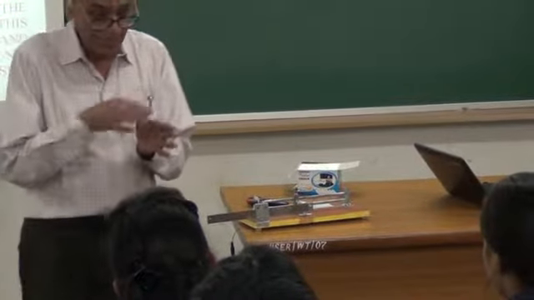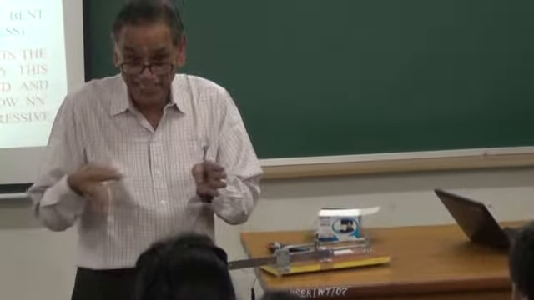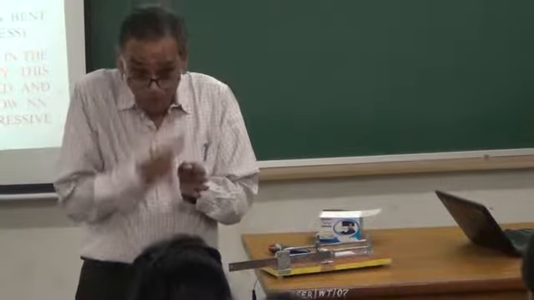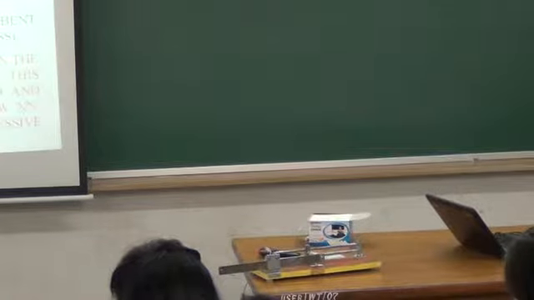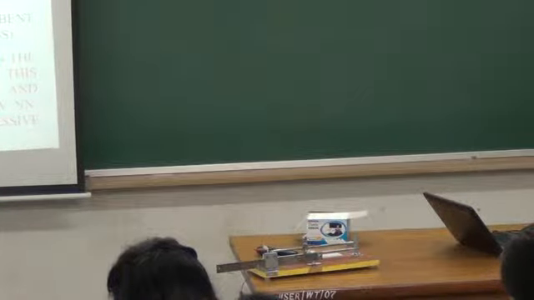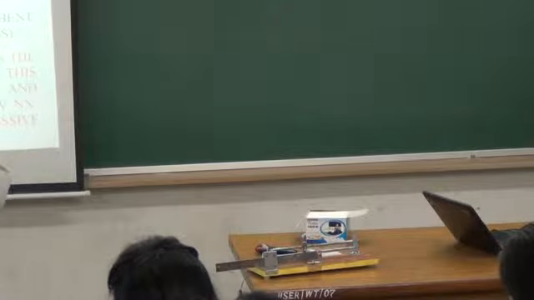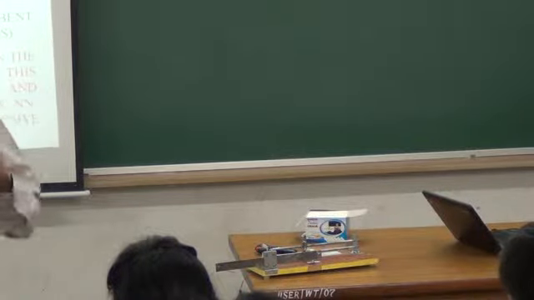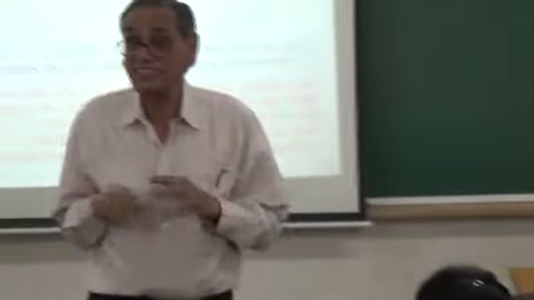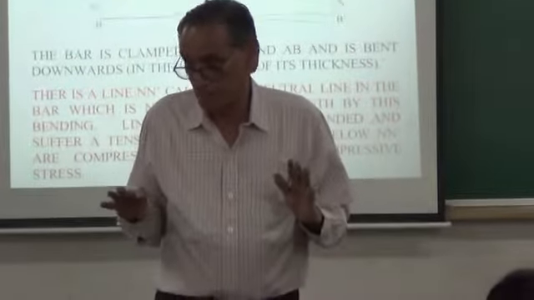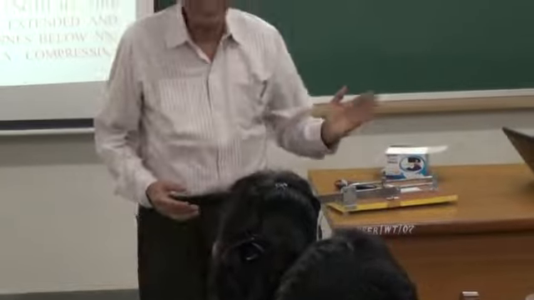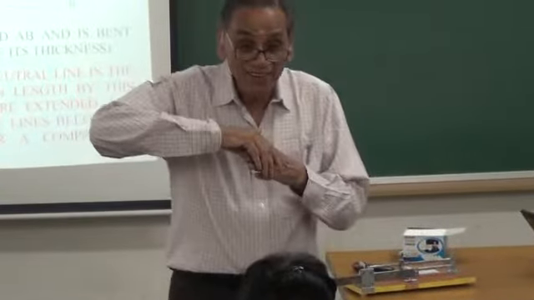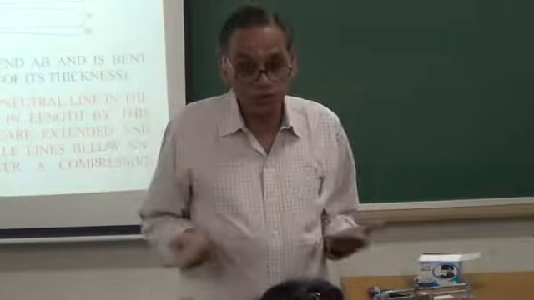So in this bar, which has a thickness D, there is a plane at the midpoint, the mid section. If this is 0 and this is D, the plane at D by 2 will not undergo any change in length when you bend it. This is called the neutral plane. So the neutral plane is the plane in the bar which will not undergo any change in length when you give a small deformation to the bar.